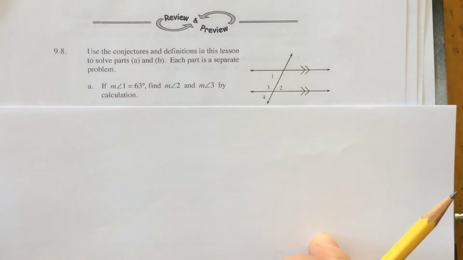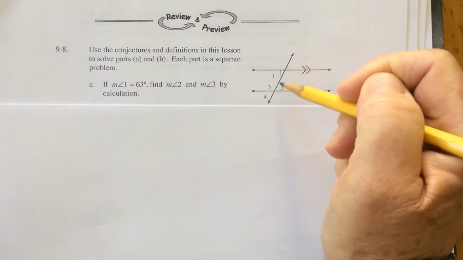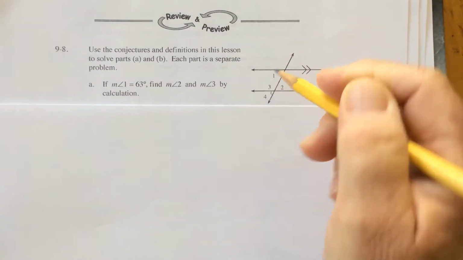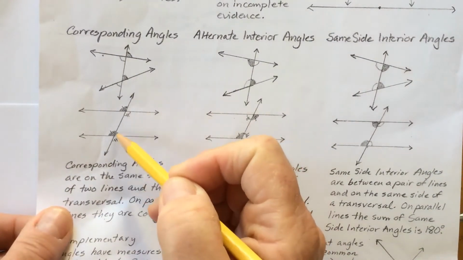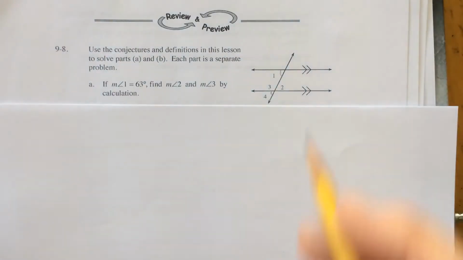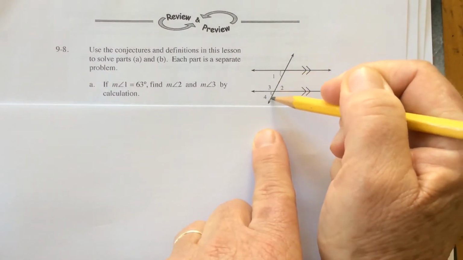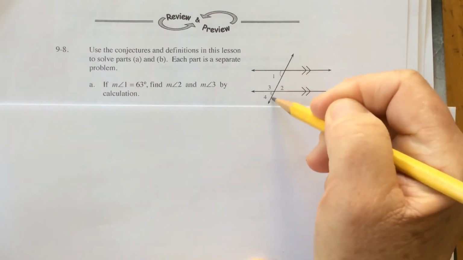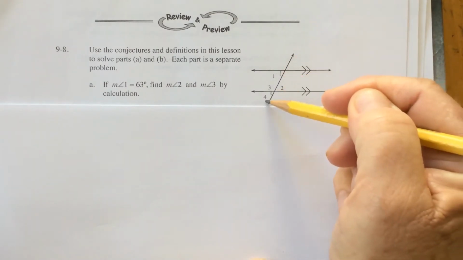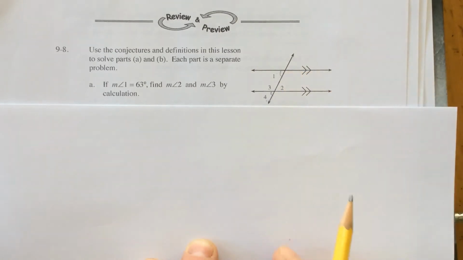First of all, we need to go over some of the vocabulary from this chapter. These two angles, angle 1 and angle 4, are known as corresponding angles. They're on the same corner of this intersection. If they're on the same corner of that intersection, that means angle 1 and angle 4, corresponding angles, are going to be congruent, which means they are the same size.